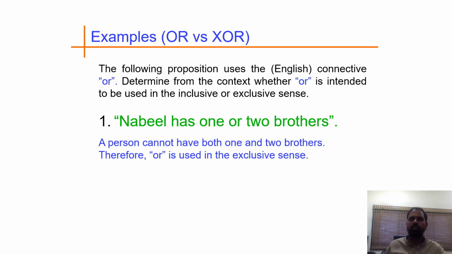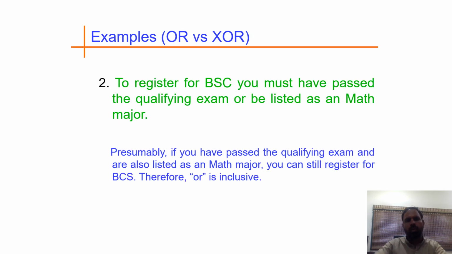You can easily read this statement: Nabil has one or two brothers. Is there any person who can say that I have one brother or two brothers? It means you have to say exactly that I have one brother or two brothers. So this is an example of exclusive OR.